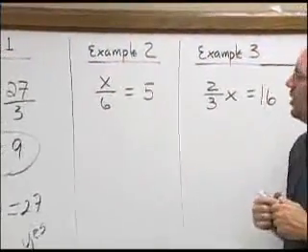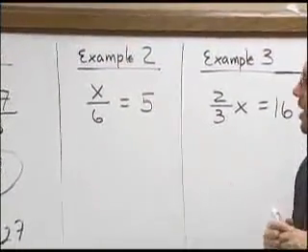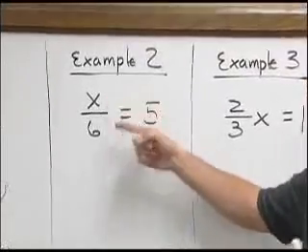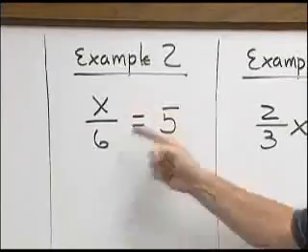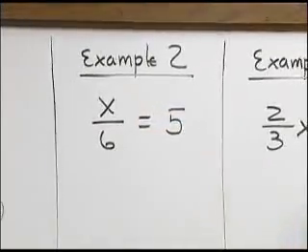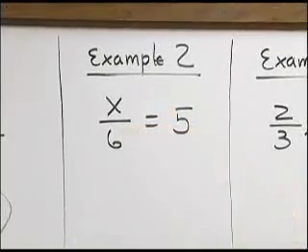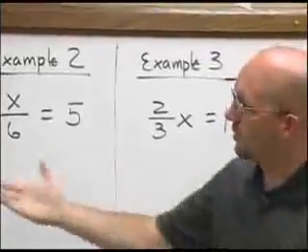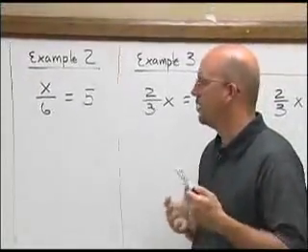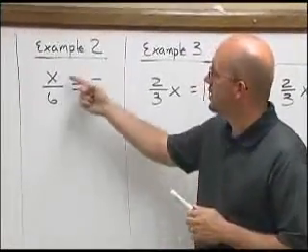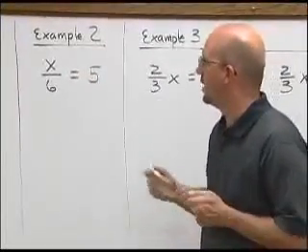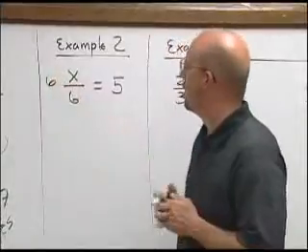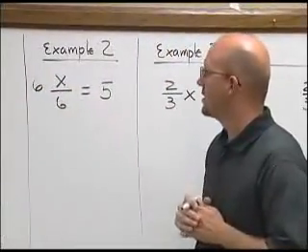Our second example here has a division problem. Although it looks like a fraction, which it is, x over 6, this really signifies that the x is being divided by 6, which is what a fraction is: numerator divided by denominator. Going back to our 2 rules, let's undo what has been done. Since our variable is being divided by 6, we'll undo that by multiplying by 6. So I will multiply that by 6.